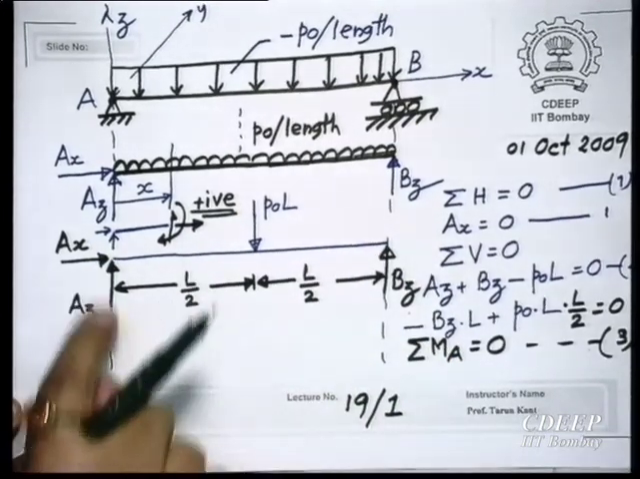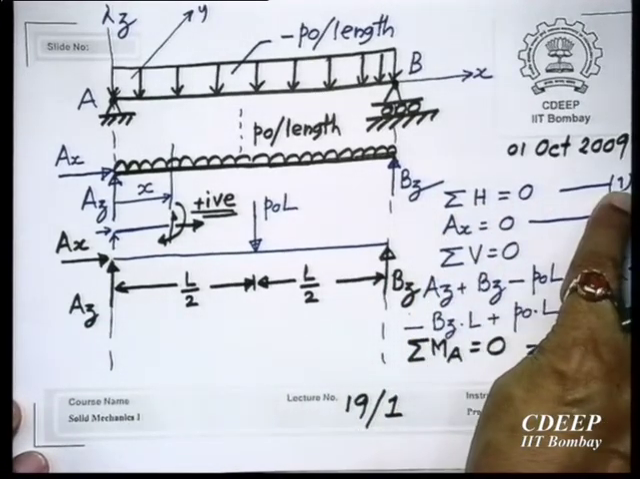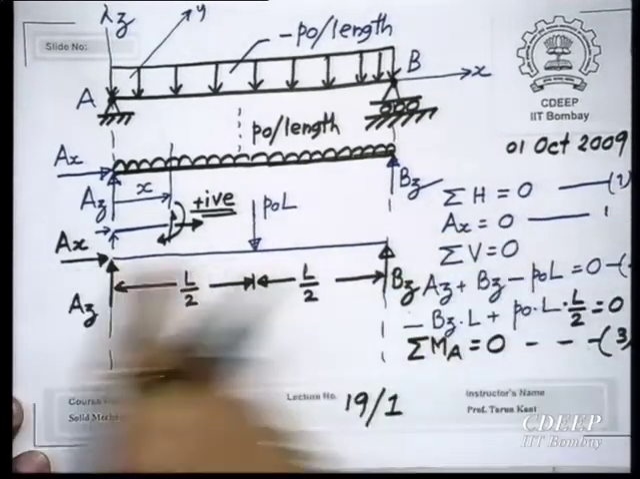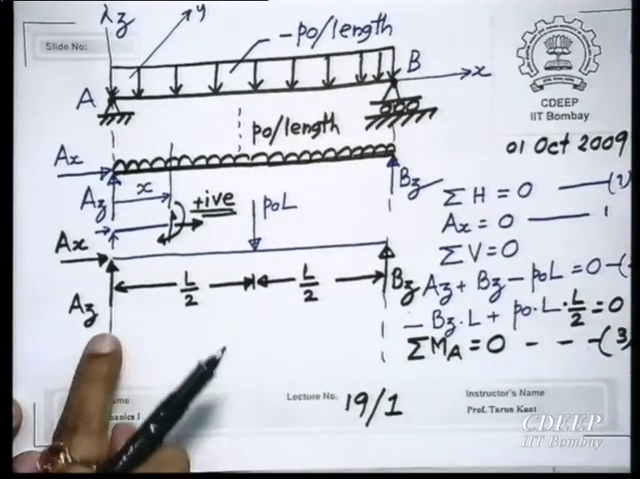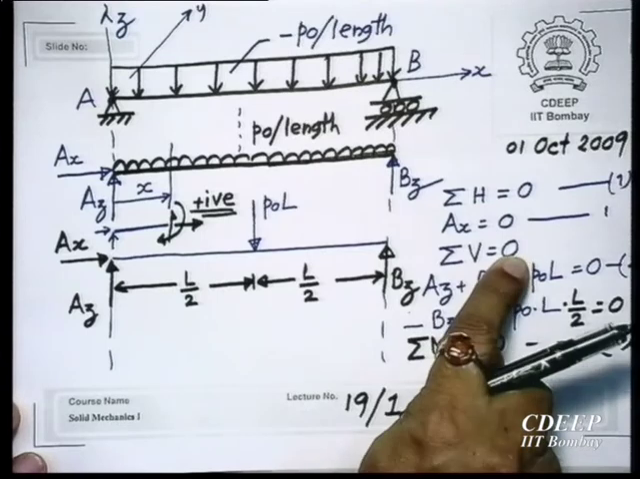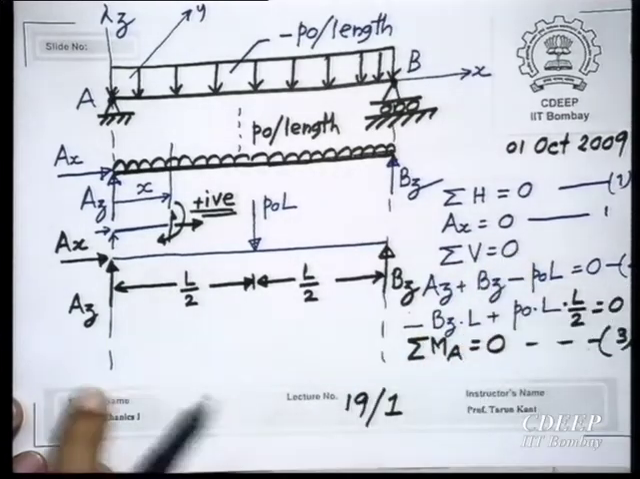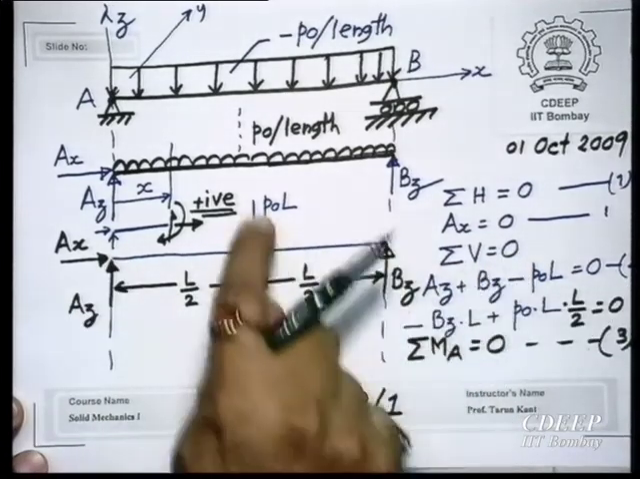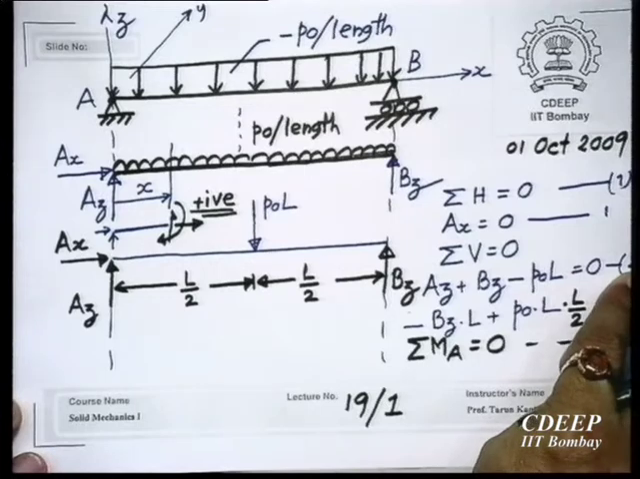So, now for this you sum all the horizontal forces, that is the first equation. Now, you get here Ax equal to 0, because there is no other force in x direction. So, Ax becomes 0. Sum all the vertical forces, sigma V, V means vertical, H means horizontal. So, you have Az plus Bz minus P naught L. This is the second equation that you are getting. Is it okay? Second equation of equilibrium.